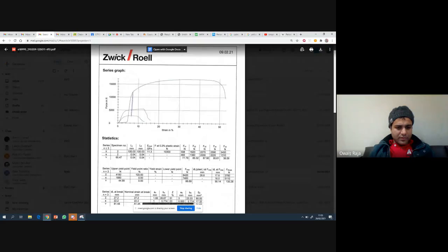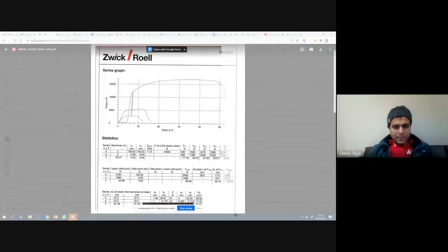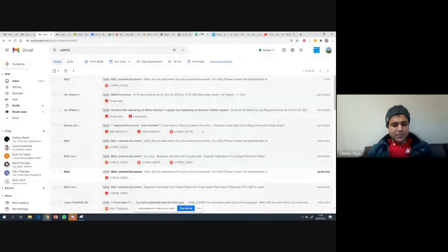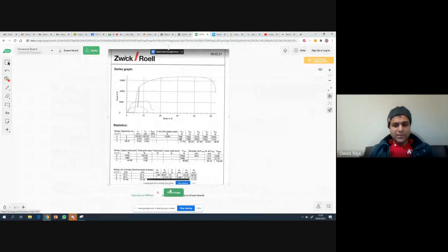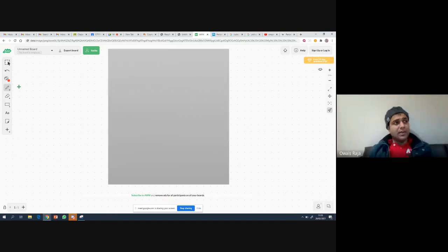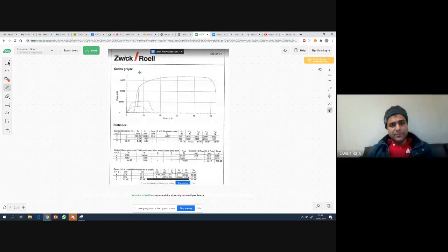Okay, these are the actual graphs from the tensile tester. The name of the tensile tester is Zwick Roell 30, where 30 represents its capacity. The name of the equipment is Zwick Roell 30. 30 means it can apply a load of 30 ton. That's a lot of force.